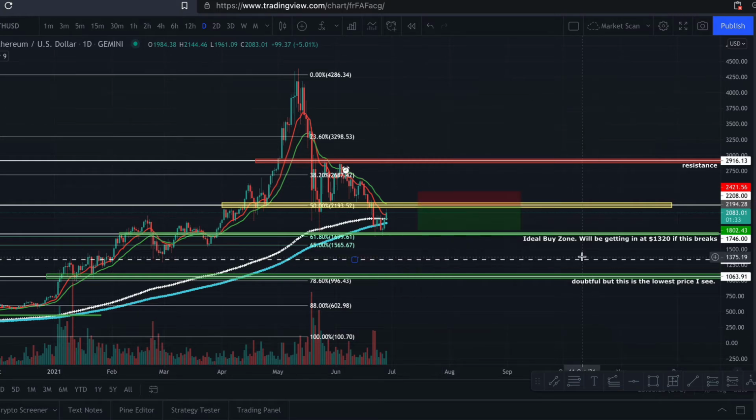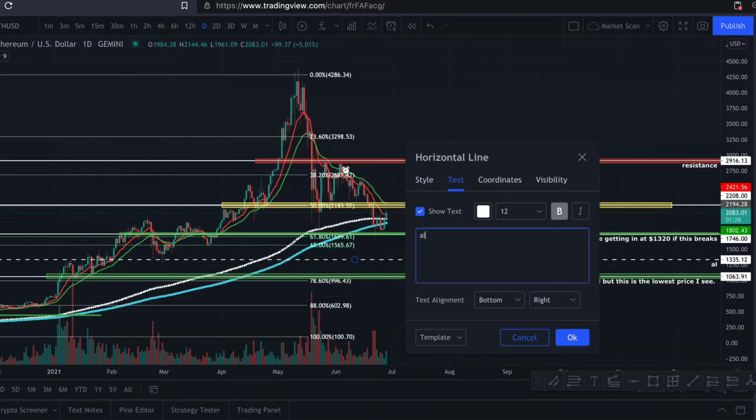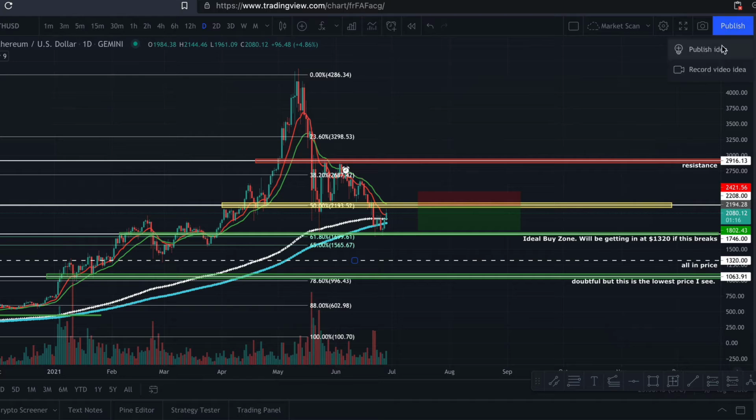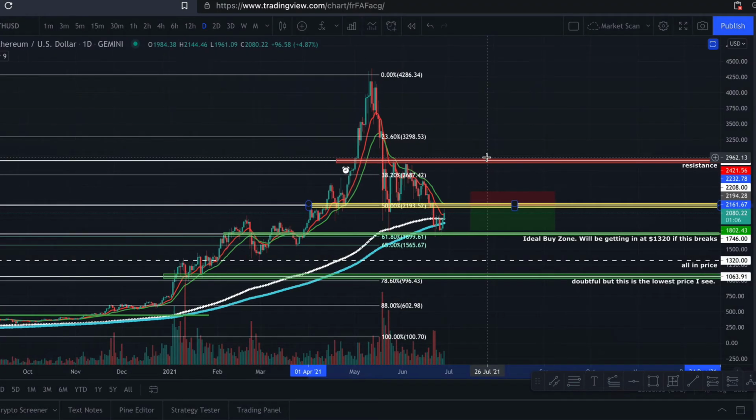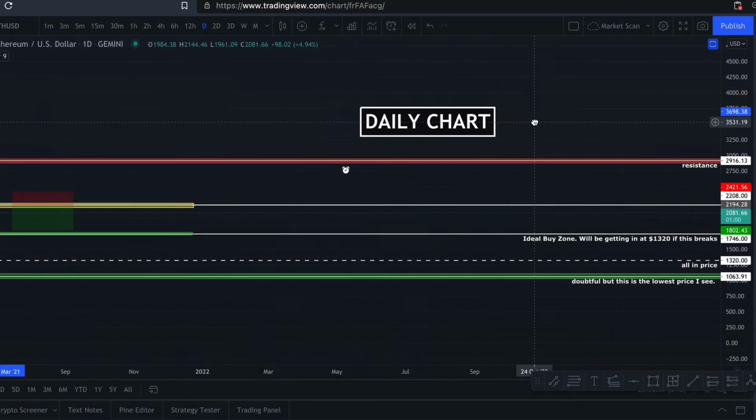So I really want to make sure that I'm in. I don't care if it comes below 1320. I'm going to get in at 1320. That's my all-in price. And let me just publish it. Wait, I already did publish it. So let me just get this. No, because I did not put that there. Also, I need to have this here.